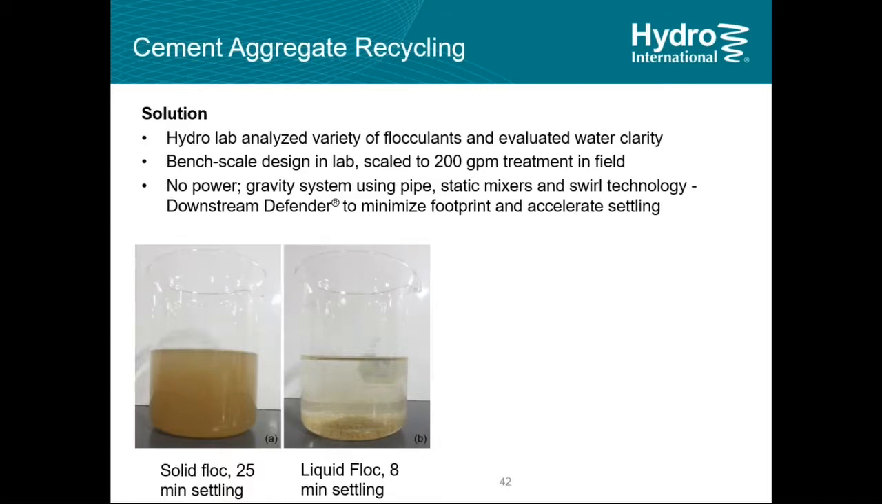I mentioned pH. We had to find a solid flock that could operate with a pH of 12. We did all this on a bench scale design, and then we scaled it up to 200 gallons per minute. That was the required treatment rate for this site. With this site, we did it with no power. There were no mechanical mixers, no pumps. It was a gravity system using pipe, static mixers, swirl technology being the downstream defender, and minimal footprint.